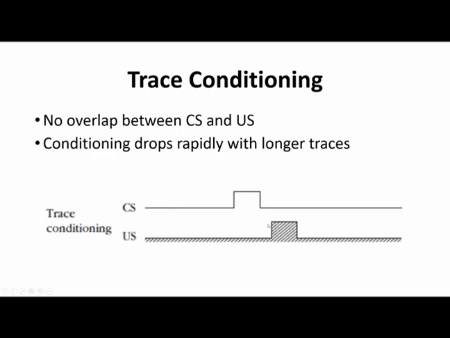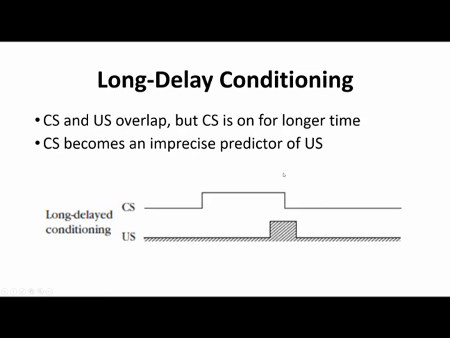Now, because of this setup, instead of having animals focus on the start of our CS and the start of our US, what ends up being important is actually the end of the conditioned stimulus. And that's why the longer the delay between the end of this trial and the start of the next one, we're going to see less and less learning. So they care more about the end of the conditioned stimulus for this particular type.